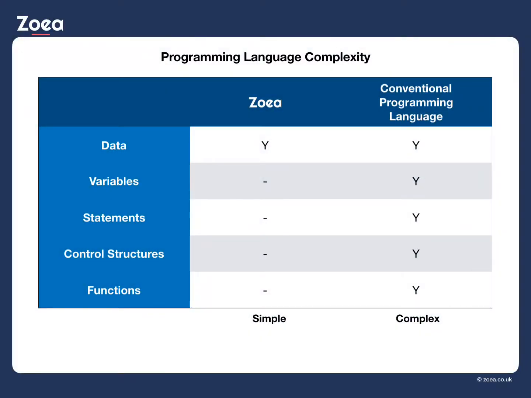Zoea is a very simple language. It is simple because it does not include many of the elements that are found in most programming languages. There are no variables, statements, control structures, or functions. Zoea programs mainly consist of data values corresponding to test case inputs, derived values and outputs.